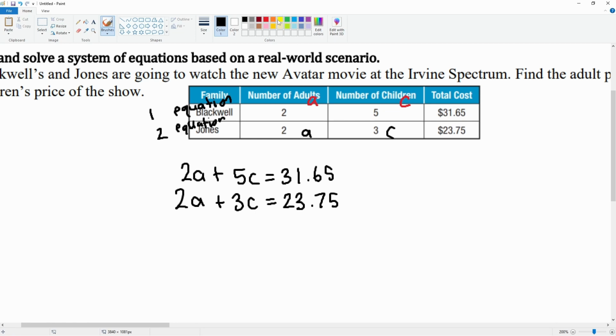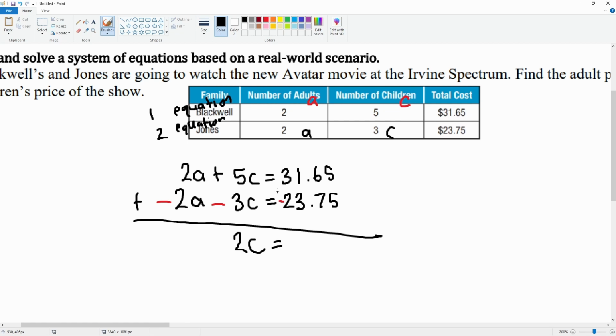Now you can solve. Notice, you can multiply the bottom one by -1. Okay? If you multiply by -1, notice what it turns into. It becomes negative, then this becomes a negative, and then this becomes a negative. Now we can add. 2a plus -2a, that cancels. 5c plus -3c becomes 2c.